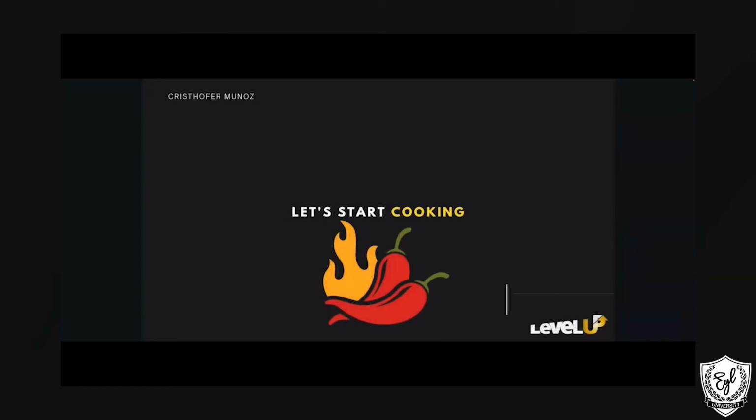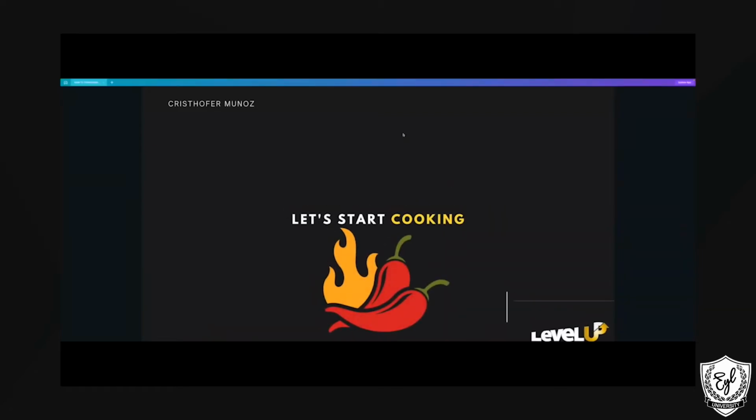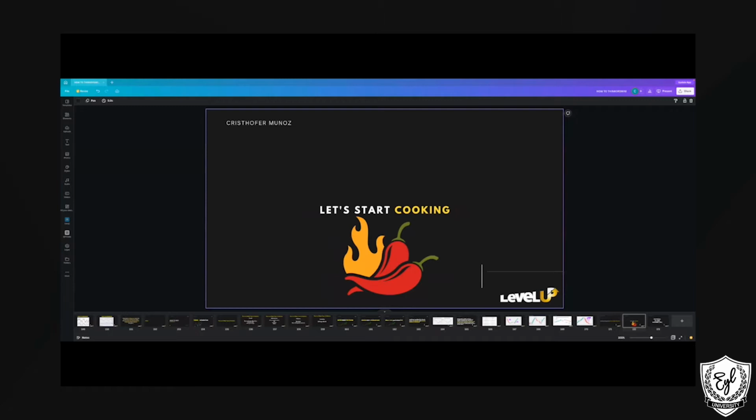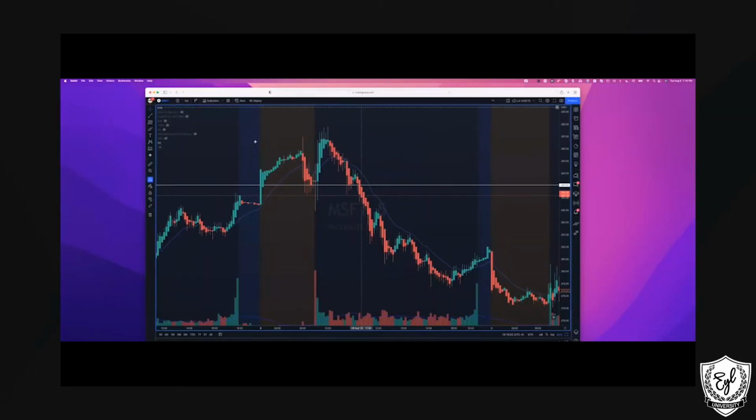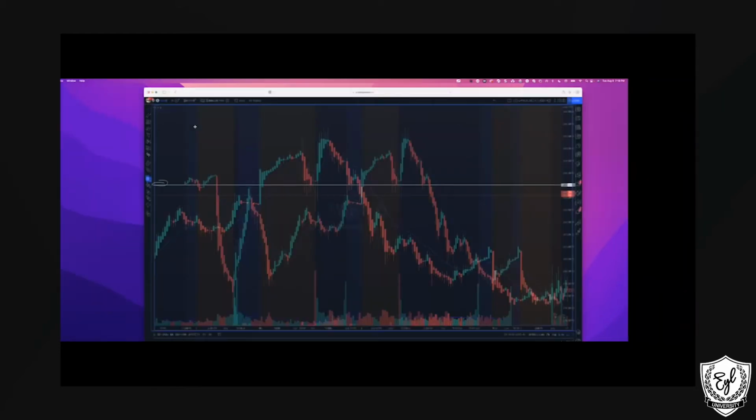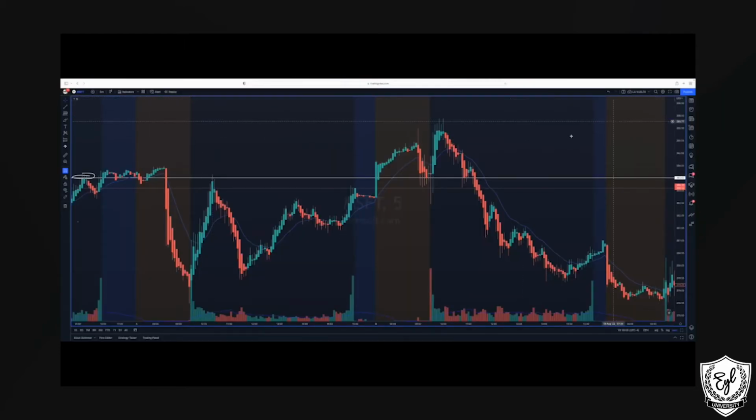So let's go ahead and start cooking. Let's get the sauce going. I'm gonna go to TradingView real quick, and I'm first gonna show you how to turn your candlesticks into Heikin Ashi, right? So first, here's what I want you to do. As you can see here, I'm on TradingView on the 5 minute for Microsoft. The reason why I have Microsoft here is because I have a really good example that I do want to show you. For that reason, I'm going to go ahead and go to my other one.